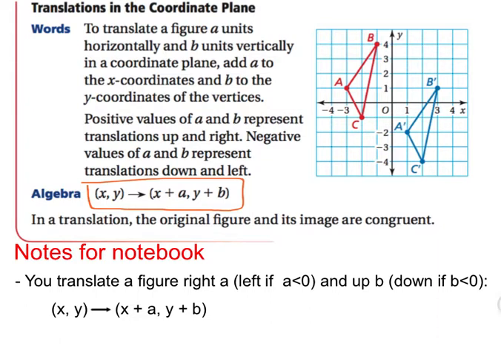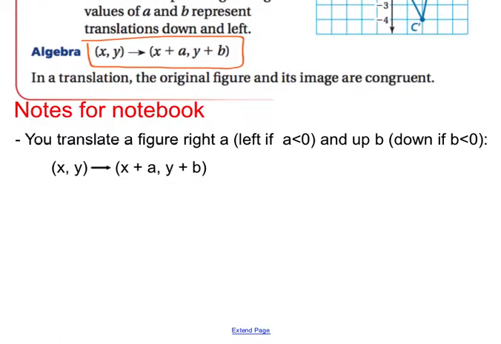So what you need to write in your notes is right here. You translate a figure A units right, that's the number, and up B units, so it'd be left if A is less than 0. That just means negative. And it's down if B is less than 0. That's just if B is negative. So x, y becomes x plus A, y plus B. That is how you translate. That's the translation coordinate rules. It's just a different number for A and B. So maybe while you're copying that down, I will give a couple of quick examples.